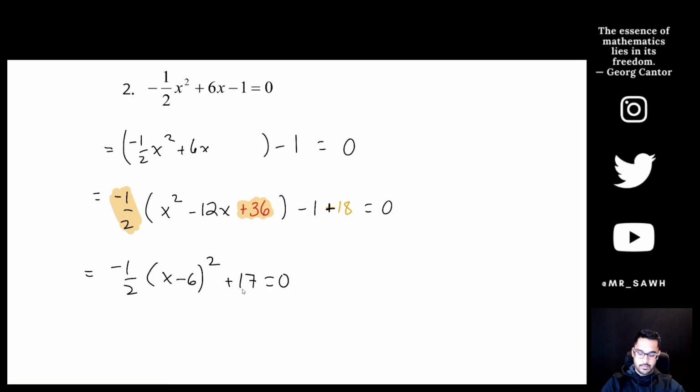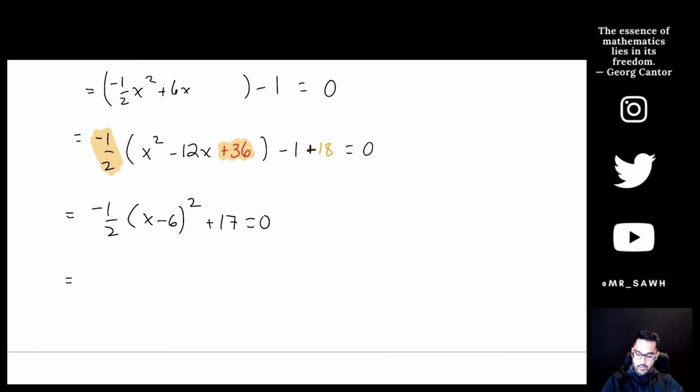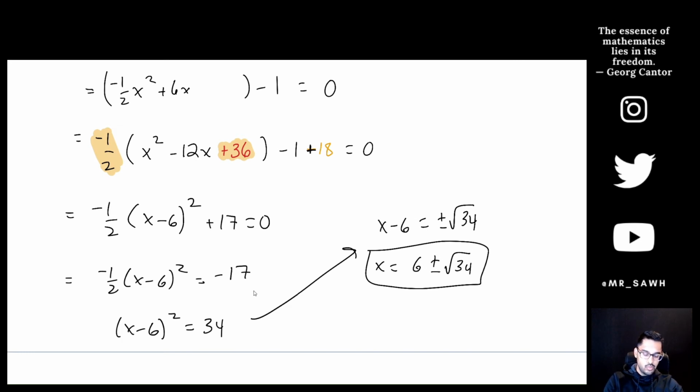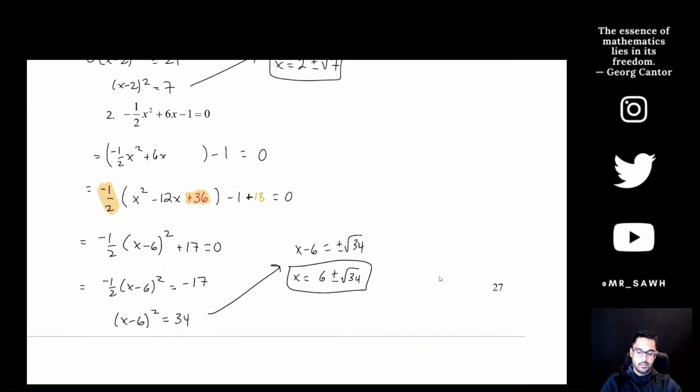And now we can solve this. So if you think about moving your 17 to the other side, there's my x minus 6 squared is equal to negative 17. And usually we can't square root a negative, but it'll get dealt with when I deal with this fraction because it's a negative as well. The signs will cancel. So multiply everything by negative 2, and you'll find x minus 6 squared is equal to 34. Square root it, and then add 6. So 6 plus or minus the square root of 34 are going to be your two solutions.